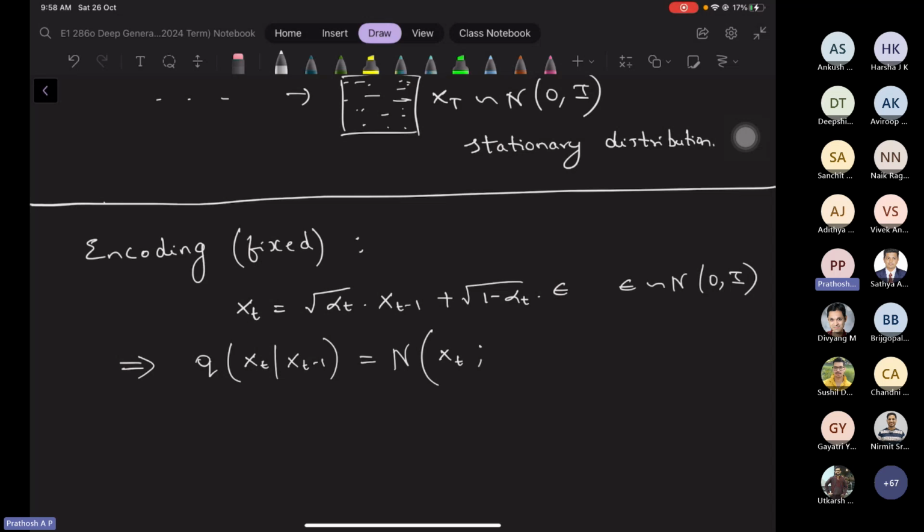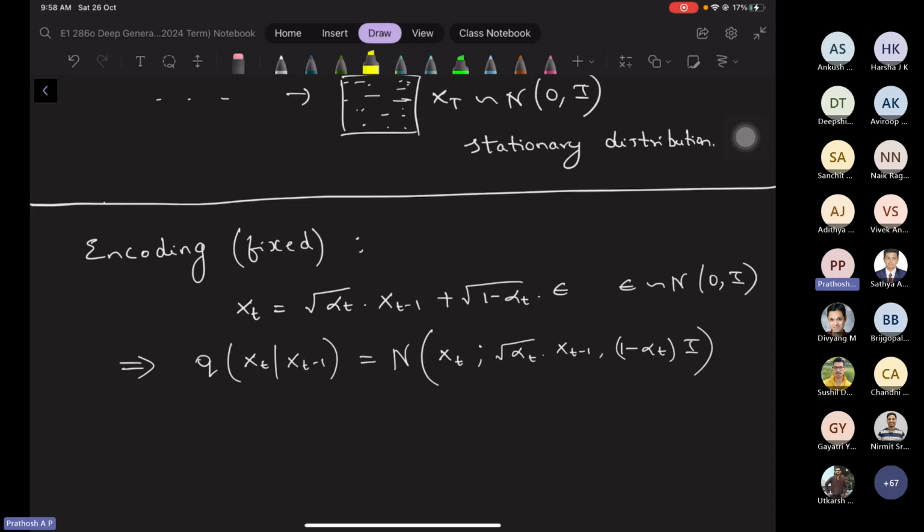The mean is the root of alpha t into xt minus 1. Okay? The variance is 1 minus alpha t times identity. So there's a very slight abuse of notation here. I'll tell you what it means.